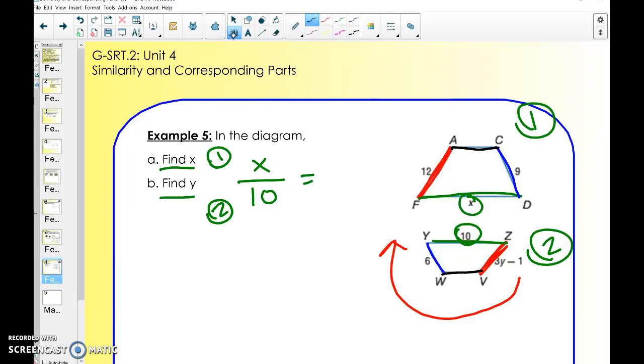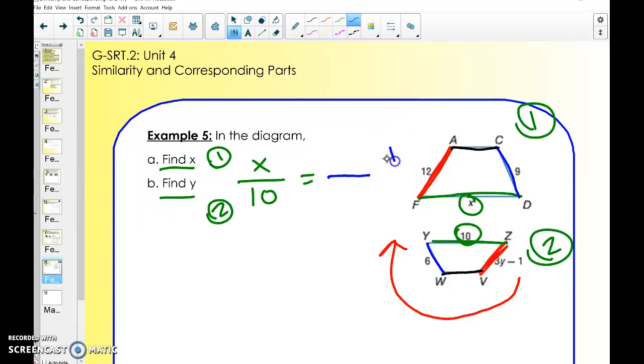Okay, now which set of sides do I want to use? The reds or the blues? I can't use the black because there's no numbers there. The reds I could use, but that has Y in it. I don't want to include X and Y in the same proportion, then I'm going to have some issues. So that means I'm going to have to use the blue one, which is going to make it a lot easier because they are both numbers.